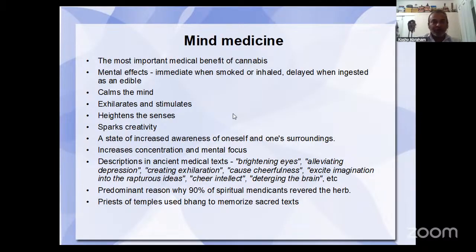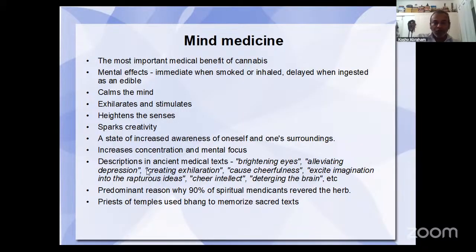The most important use of cannabis as medicine, which I personally consider, is what it does to your mind, because the mind, of course, is the seat or the source of all diseases. So the most important medical benefit of cannabis was what it did for the mind. If it was smoked or inhaled, the effects would be quite immediate. But if it was ingested in edible form, the effect would be a little delayed. It was used for the mind because it helped to calm the mind, it exhilarated or stimulated the mind, it heightened the senses, and one's sense of awareness increased tremendously. It was known to spark creativity.